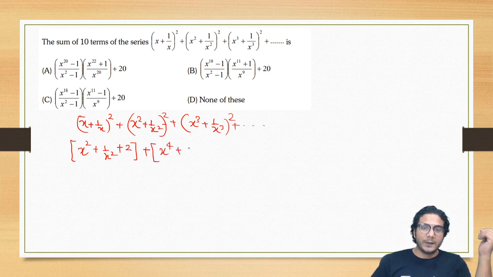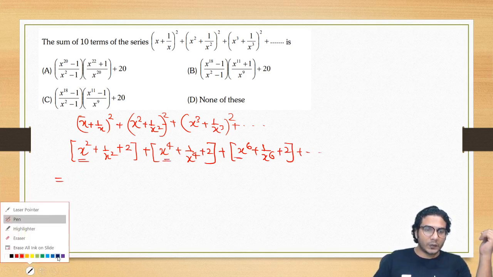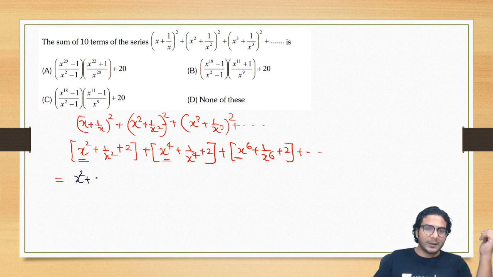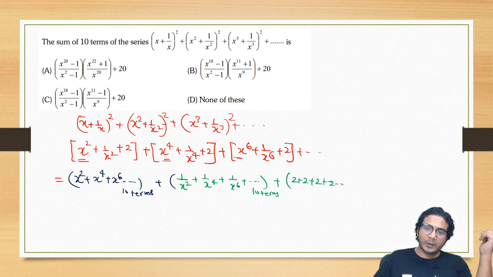This is now x raised to 4 plus 1 upon x raised to 4 plus 2. This is now x raised to 6 plus 1 upon x raised to 6 plus 2 and so on. Alright, so just add them. Take the first terms together. Your first series is going to be x square plus x raised to 4 plus x raised to 6 and so on, 10 terms. Then the next series is going to be 1 upon x square plus 1 upon x raised to 4 plus 1 upon x raised to 6 and so on, 10 terms. And then one more term, 2 plus 2 plus 2 plus 2, right? How many times? 10 times.